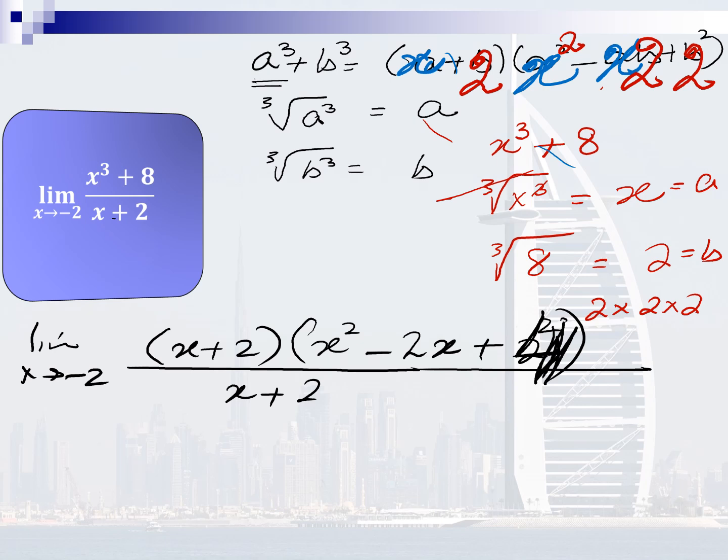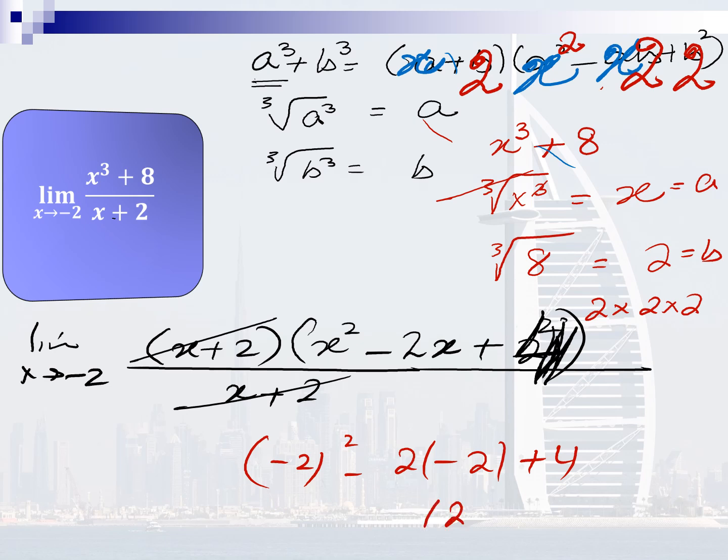Why did I do all this? Because I wanted to cancel x plus 2 with x plus 2. Now I apply the limit by negative 2. So negative 2 whole squared, minus 2 times negative 2, plus 4. I will get 4 plus 4 plus 4, that is 12.